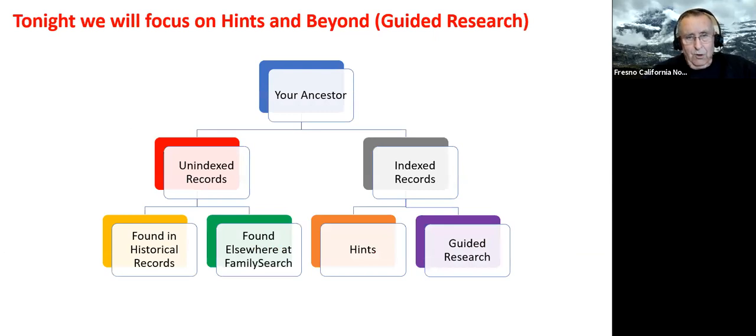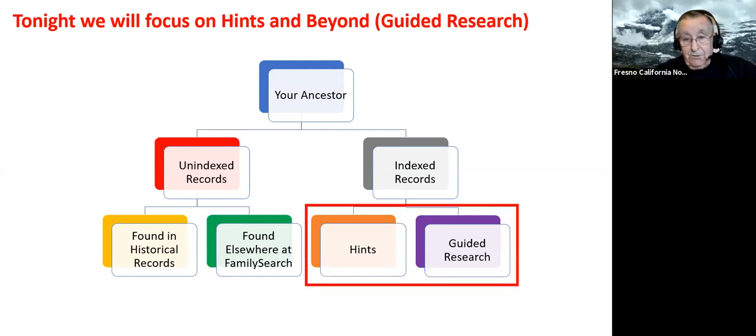I made a little chart up with your ancestor up at the top, and your ancestor's information is built upon two kinds of records: unindexed records that people have to plow through and browse and go page by page and find the information, and indexed records. And what we want to do tonight is just take a small portion of those indexed records and talk about the ones that have been turned into hints and the ones that can be found in guided research. And so that's what our focus is going to be today.